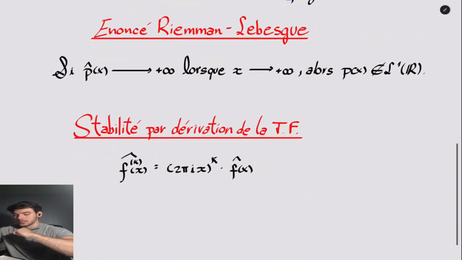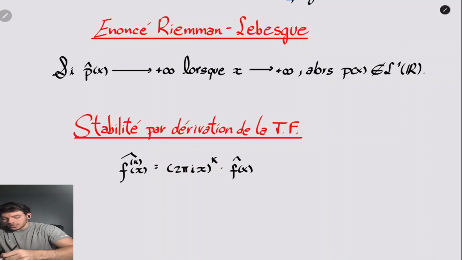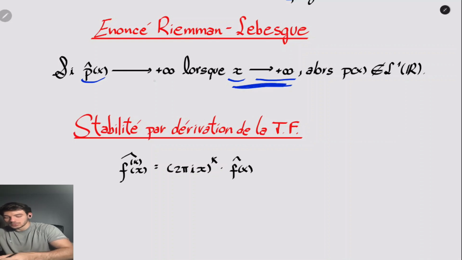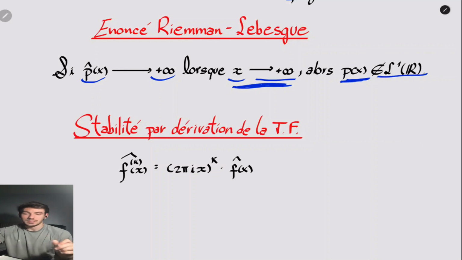Now we have the Riemann-Lebesgue theorem. So what it states is, if your x is going to infinity, and your transformed function, while this x goes to infinity, goes as well to infinity, so it diverges, that means that your original function without the hat does not belong to L1. And that's all we can state.